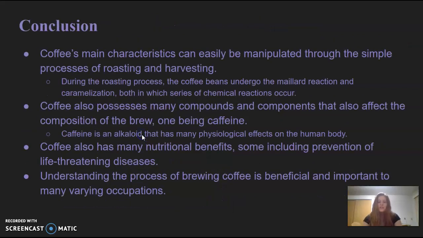In conclusion, coffee's main characteristics can be easily manipulated through the simple process of roasting and harvesting. During the roasting process, beans usually undergo the Maillard reaction and caramelization, and lots of chemical reactions occur. Coffee can also possess many compounds and components that can affect the brew's composition, one of them being caffeine, and this is an alkaloid that can have many physiological effects in the human body. Caffeine has many nutrition benefits, including prevention of life-threatening diseases, and understanding the brewing process of coffee can be very beneficial and important for many people and occupations.